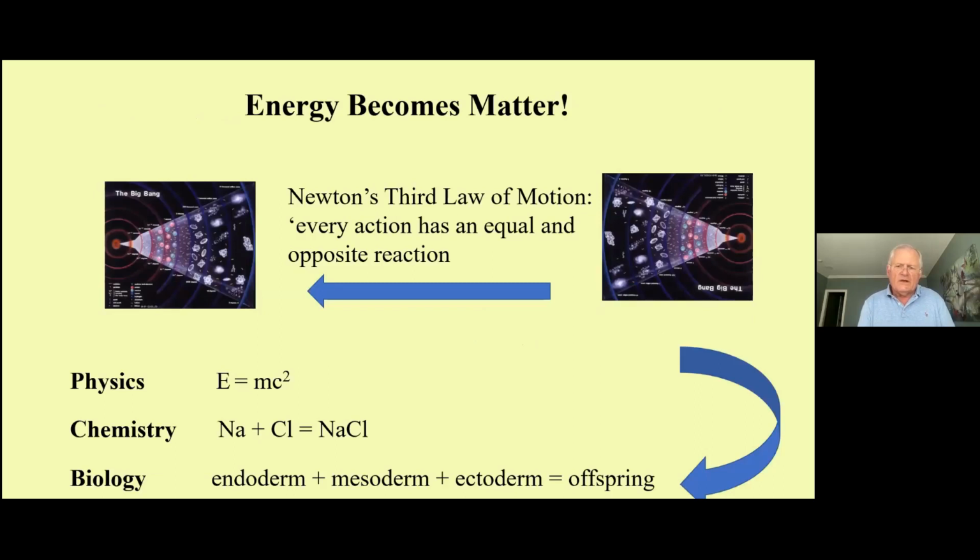So energy becomes matter. So Newton's third law of motion, every action has an equal and opposite reaction. I think that represents, with all due respect to Nick, the equal sign in physics, E equals mc squared. In chemistry, you have sodium plus chloride equals sodium chloride. In biology, it's endoderm plus mesoderm plus ectoderm equals offspring. So without the back pressure, without the reaction to the Big Bang of homeostasis, we would have no matter, it would all be energy. So this is where the material aspect of life evolved from, for physics, chemistry, and biology alike.